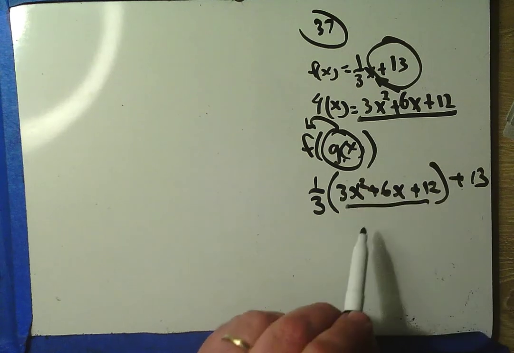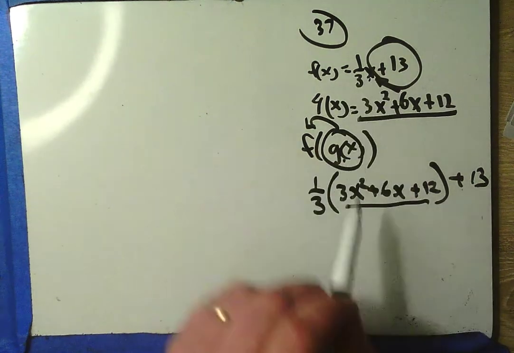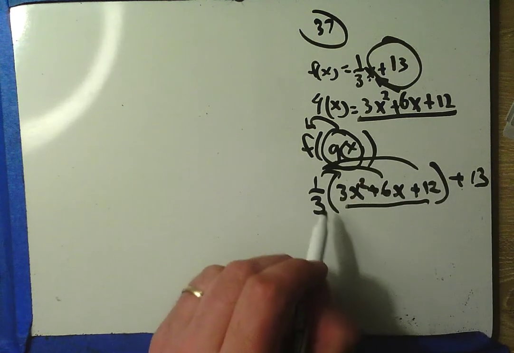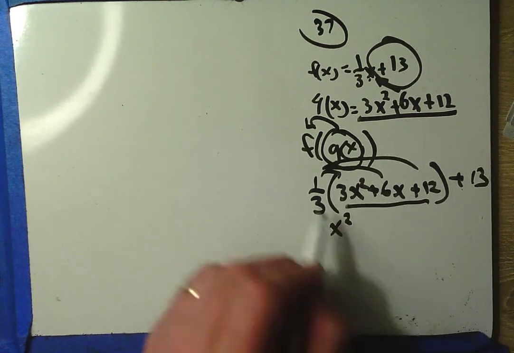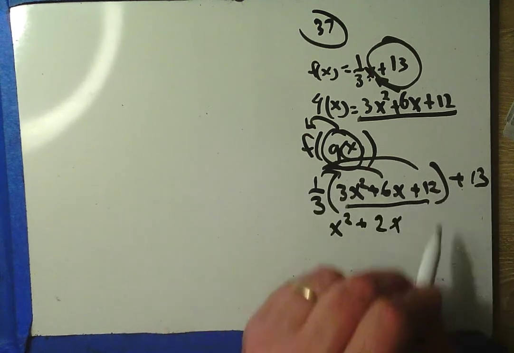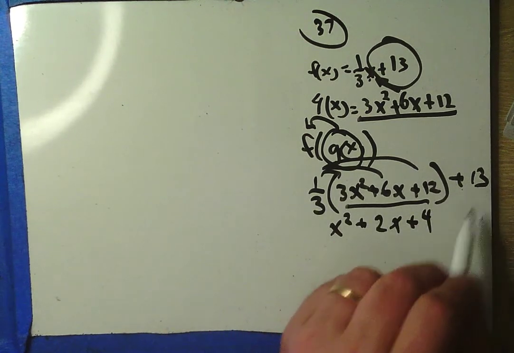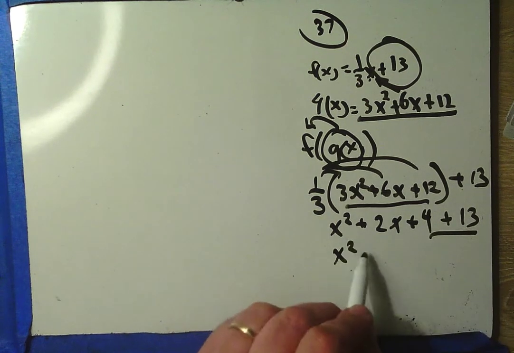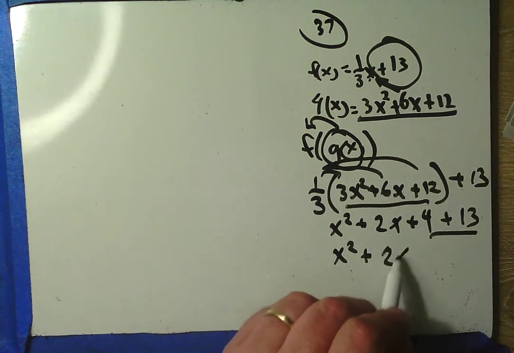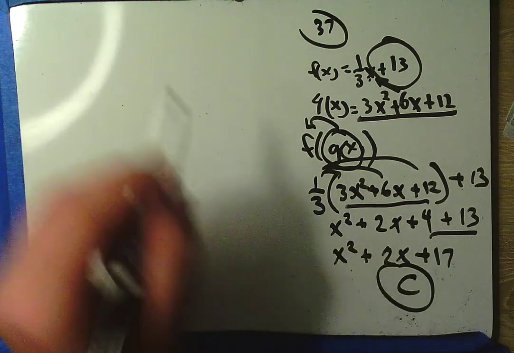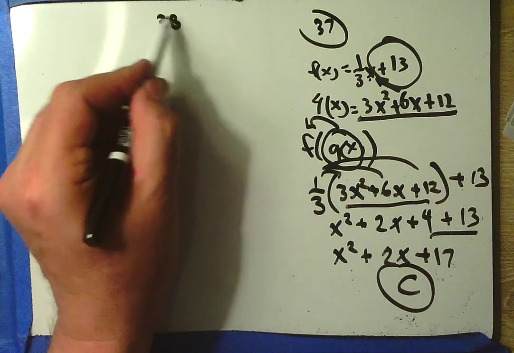See how g of x has replaced this x? And now we need to distribute the 1/3 to each of these. 1/3 times 3, 1/3 times 6, and 1/3 times 12. Don't forget the plus 13 is still there, so when we combine like terms, we get x squared plus 2x plus 17, and that's choice C for number 37. 38.